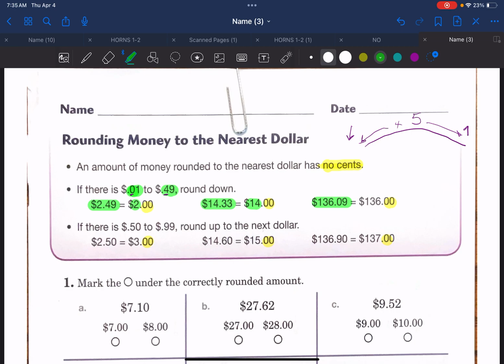Okay, and the same applies, but just going up, for if it's above 50 cents. So $2.50 rounds up to 3. $14.60, there's a 6 in the tens, so it goes up to 15. It goes to the new dollar. And $136.90, well, 90 cents is only 10 cents away from $137.